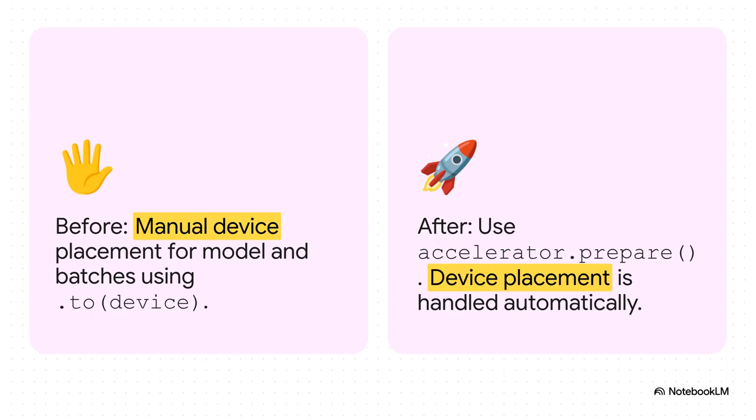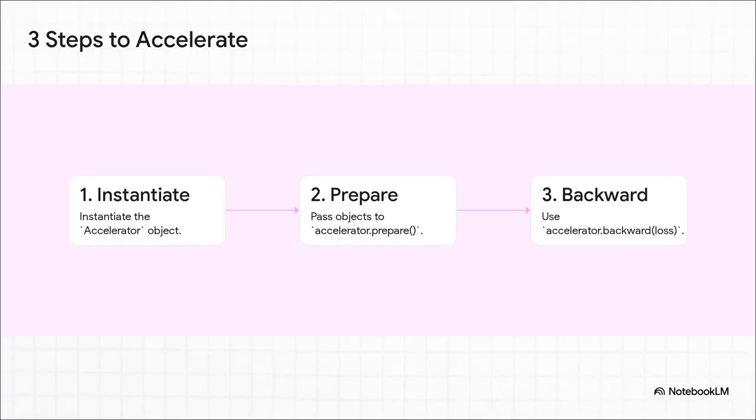Before, you had all that manual .to(device) code for your model and your batches. Now, you just create an accelerator object, pass everything to its prepare method, and replace loss.backward with accelerator.backward. And that's it. Device placement just happens automatically. It's incredible. So yeah, it really just boils down to these 3 simple changes. You instantiate the accelerator, you prepare your objects, and you use the accelerator's backward method instead of the one on the loss. With just those tiny tweaks, your script is now ready for distributed training on pretty much any hardware setup you can throw at it.